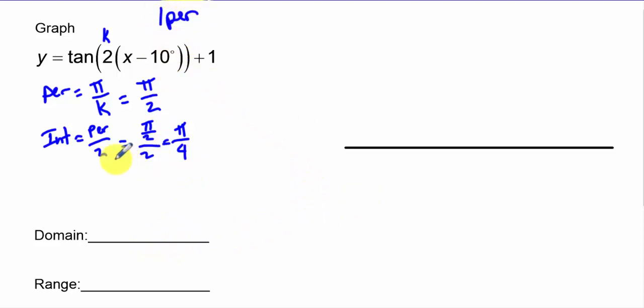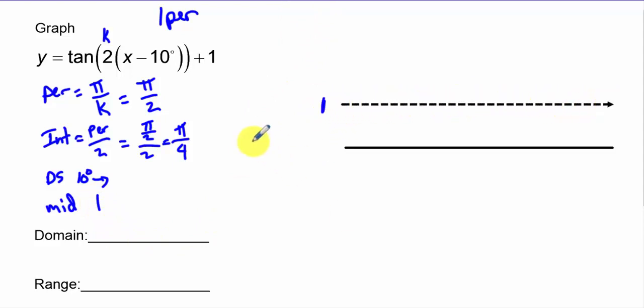Let's just do that. I know I have a couple of things happening. I know that I have a phase shift of 10 degrees going to the right, and I have a midline at 1. So let's throw all this stuff in. My midline at 1, I'm going to put right here. I start, instead of at 0, I'm going to start at 10.